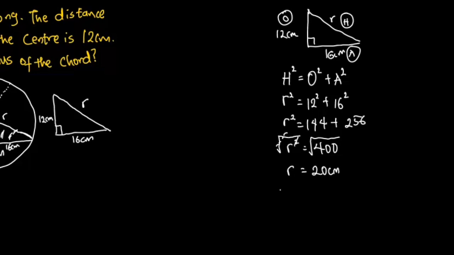Or some persons might choose to move this square to this other side. Now when that square crosses the equality sign, that's this equal to sign, it turns to the square root. So r is equal to the square root of 400, which will also end up giving you 20 centimeter. So the radius of the circle in this question is 20 centimeter.